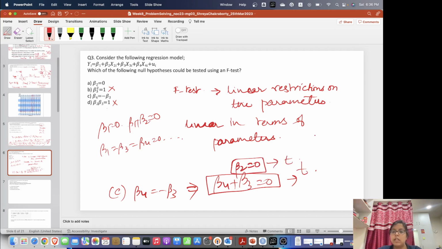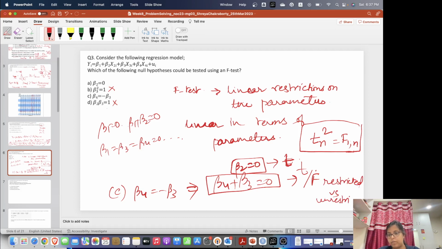And also I told there is a relation between these: t square with n degrees of freedom is F with 1 and n degrees of freedom. So these tests that we have conducted with a t-test could also be done by an F-test, like imposing the restricted versus unrestricted model. And this one also can be performed because of this relation between t and F statistic. So options A and C are correct.